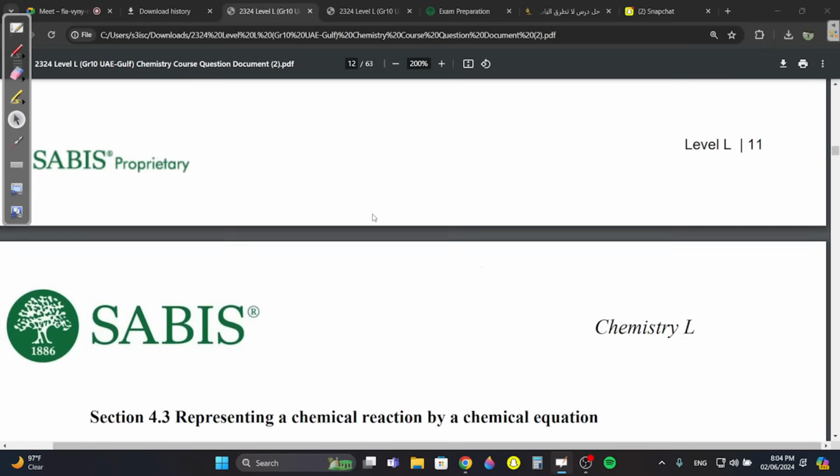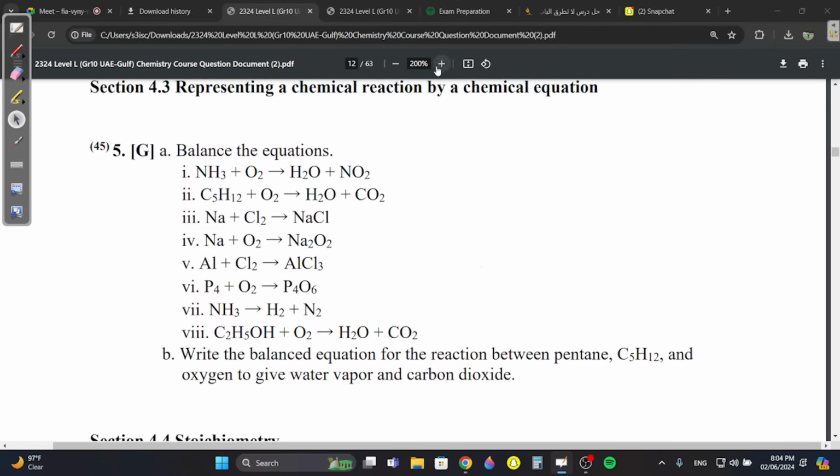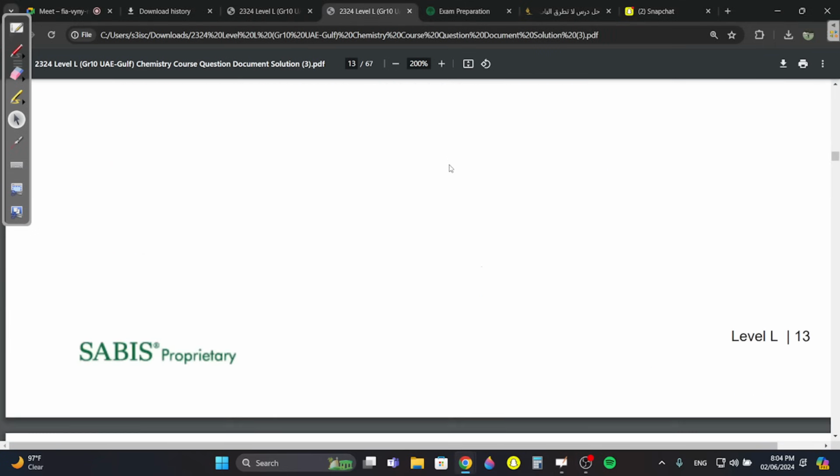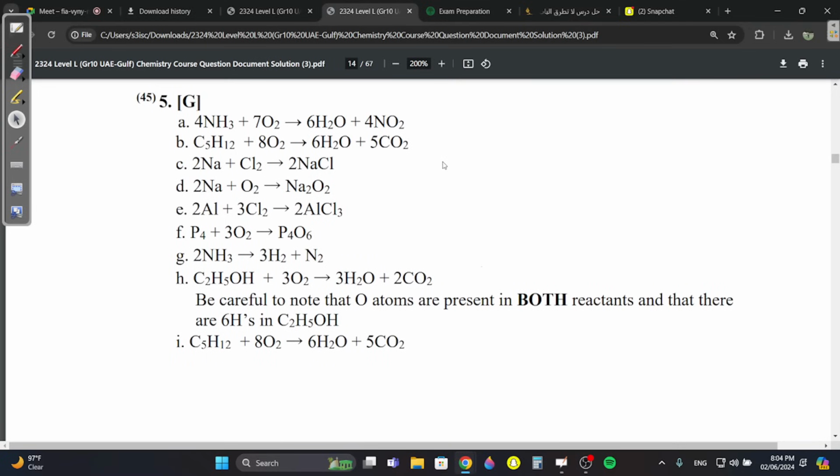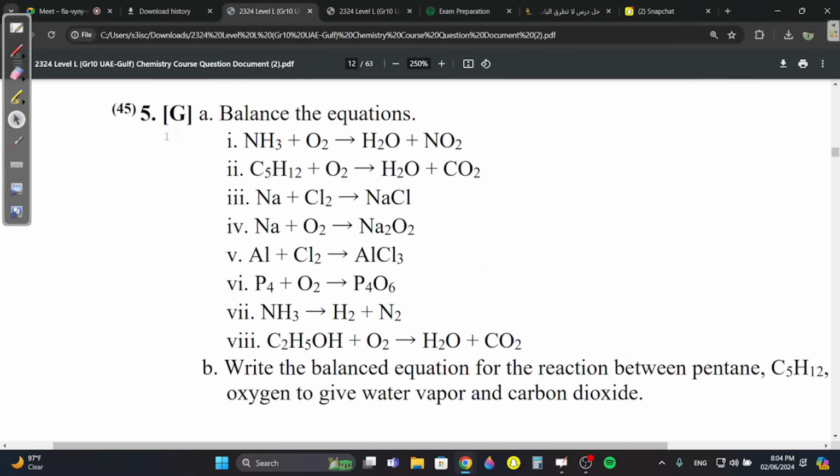Question, what's next? Okay, 5, balance. I think everybody in term 3 of grade 10 should know how to balance. NH3 plus O2, let's check. Nitrogens are balanced on both sides. Hydrogen, you have 3 here, you have 2 here. When you have 3 and 2, it's easiest to multiply by 2 here, multiply by 3 here. Now I have 2 nitrogens here, so I have to put a 2 here.